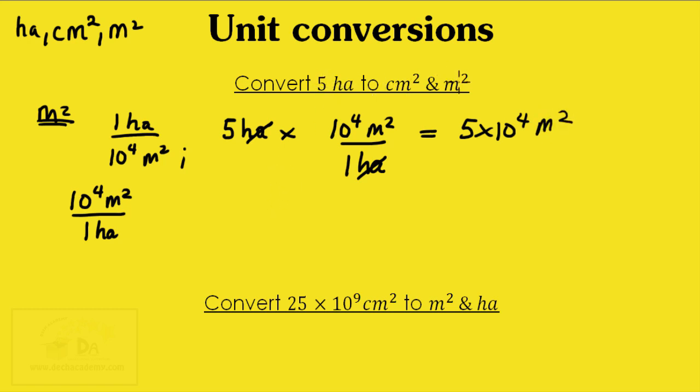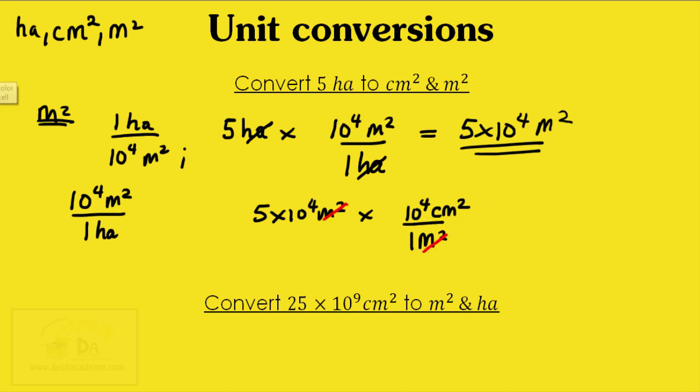Now to convert 5 hectares to centimeters squared, since you know that 5 hectares is 5 times 10 to the 4 meters squared, all you have to do is convert 5 times 10 to the 4 meters squared to centimeters squared. And as we know, 1 meter squared is 10 to the 4 centimeters squared. So meter squared cancels out, and we're left with centimeters squared. Thus, 5 hectares, which is 5 times 10 to the 4 meters squared, is equal to 5 times 10 to the 4 times 10 to the 4 divided by 1 centimeters squared, which is equal to 5 times 10 to the 8 centimeters squared.